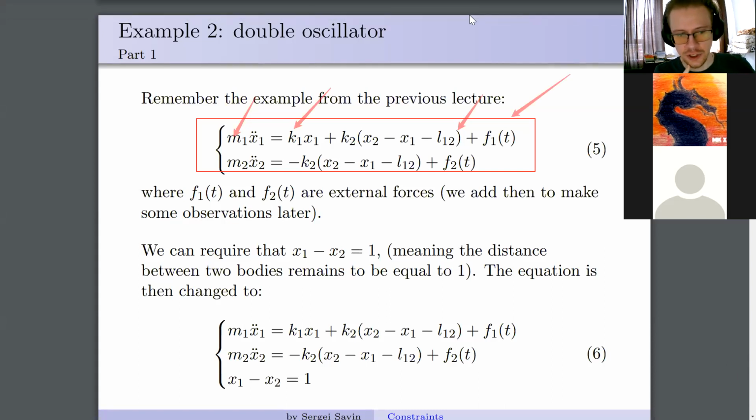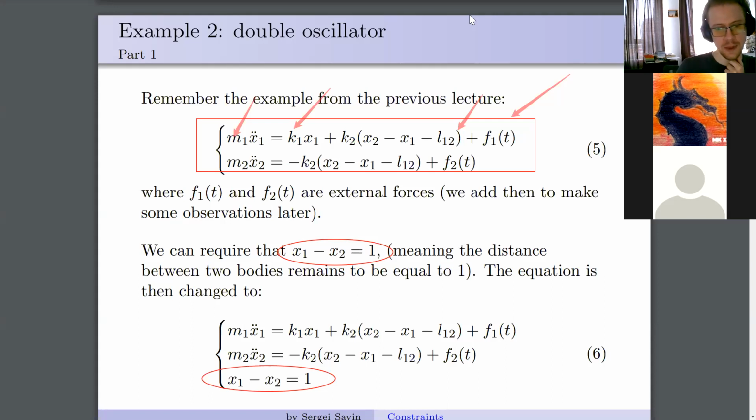Now, what I want to do is require that this constraint holds. Just want to make sure it works. So this constraint holds, meaning that the distance between those two bodies should be equal to 1. So I added this algebraic equation at the bottom, and the equations changed. But so far, there's absolutely no reason why it would be true. How do you interpret mathematically expression 6?